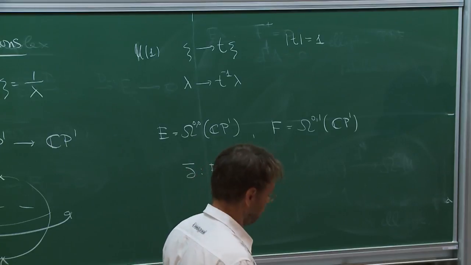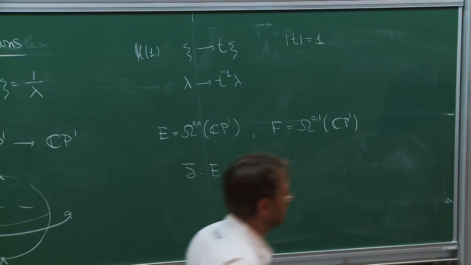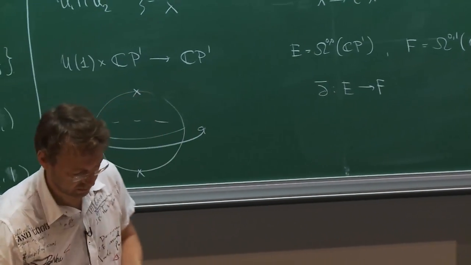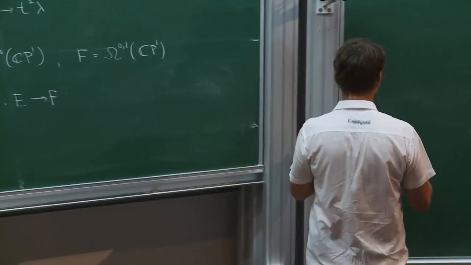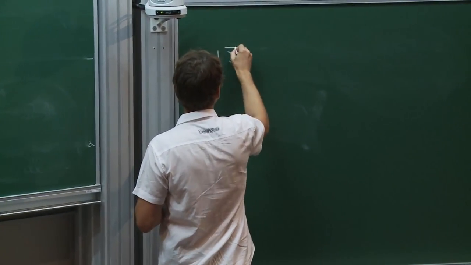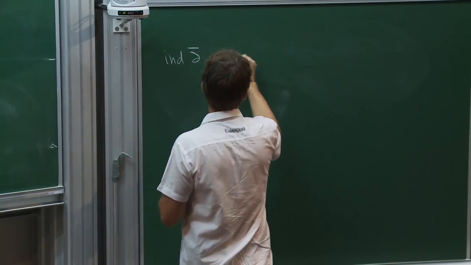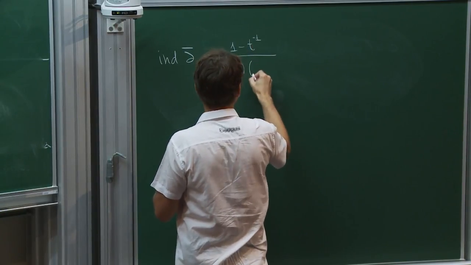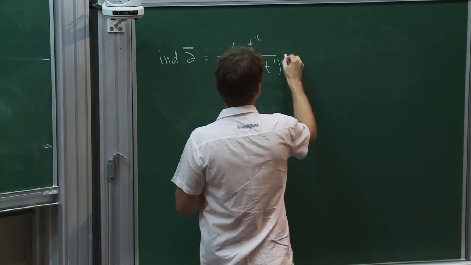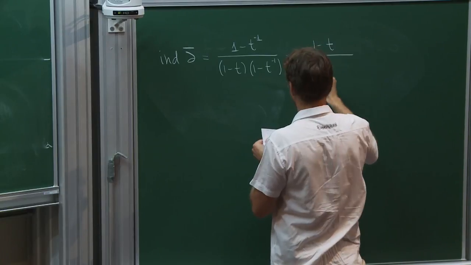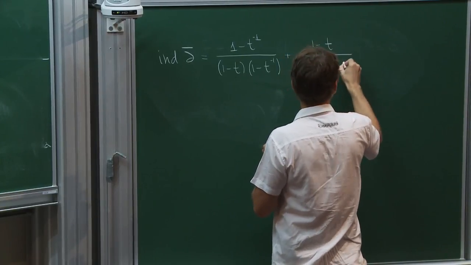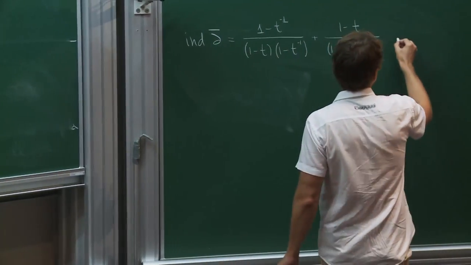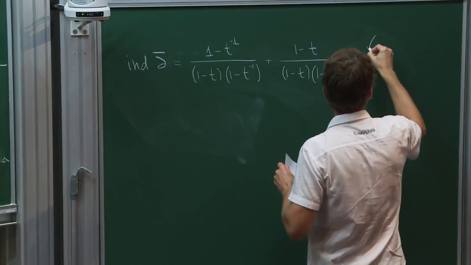Then the formula which I wrote there, what you have to do now. Let me first write the formula for you and then try to explain every term. So the statement is the following: the index of the del bar operator is 1 over (1 minus t minus 1) plus 1 over (1 minus t). So if I actually put t to 1, then this would be equal to 1.